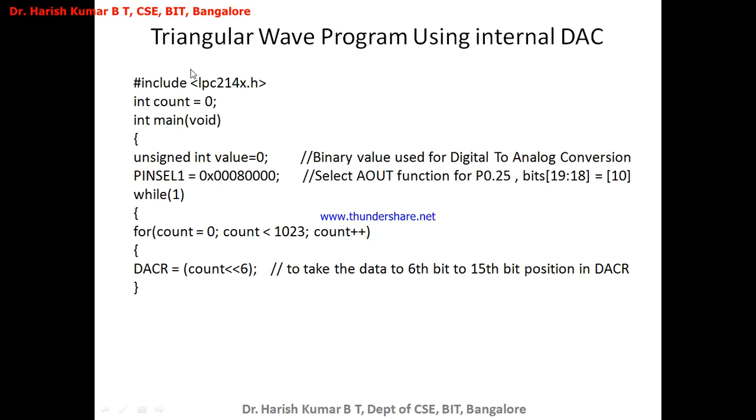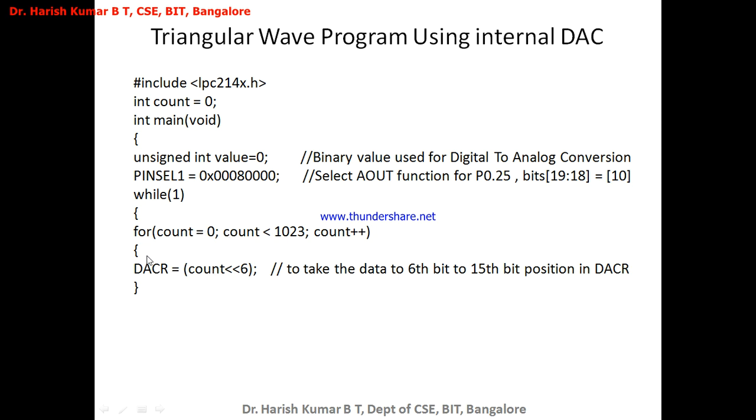Yeah, so same thing, count as 0 and I have value initialized to 0 here, and again pin cell 0 because I want to make P0.25 again act as the A out. So the 18th and the 19th bit should be made as 10, and then for count is equal to 0, count less than 1023, count plus plus.